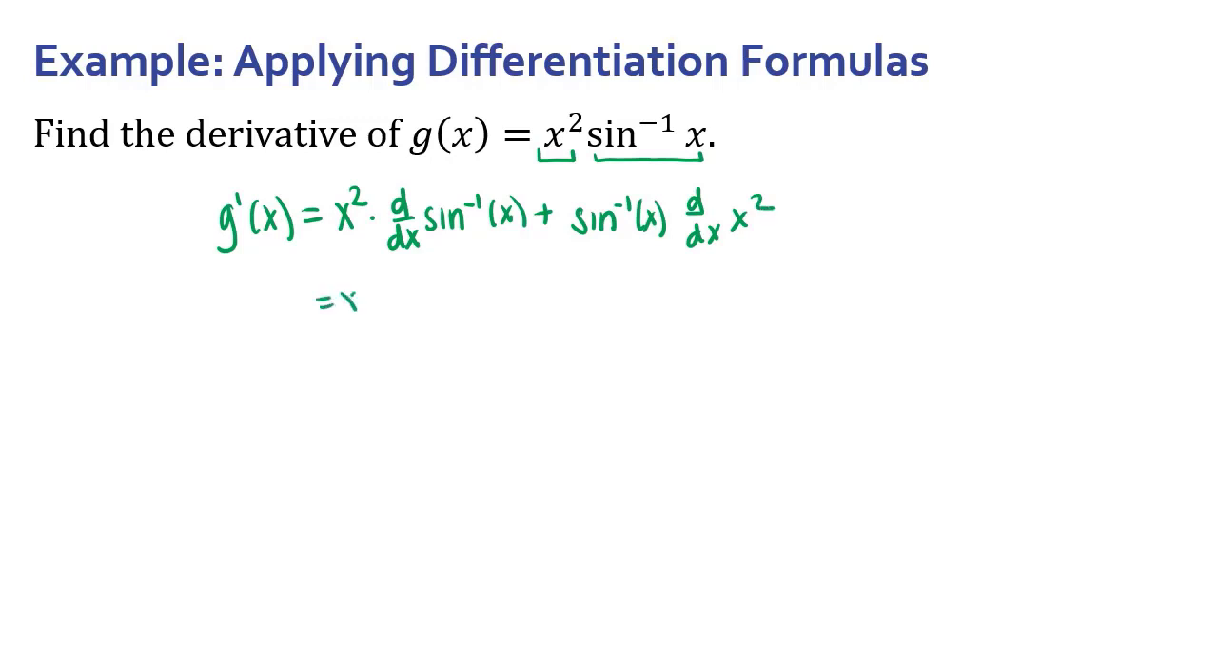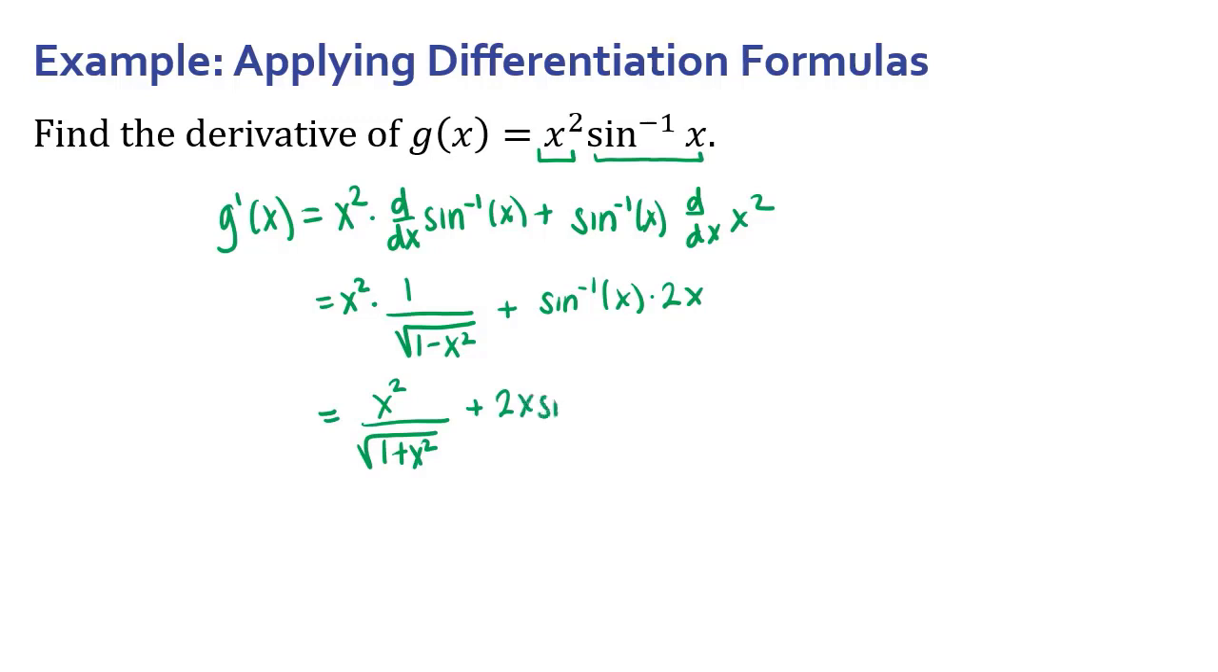So that's going to give me x squared times the derivative of the sine inverse function, which we just learned about, is 1 over the square root of 1 minus x squared, plus the sine inverse of x times the derivative of x squared, which is 2x. So just to write this a little bit cleaner, we get x squared over the square root of 1 minus x squared plus 2x times the sine inverse of x.